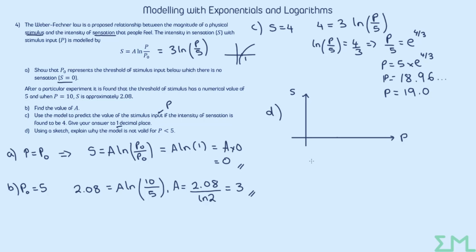So we would have the asymptote coming down from the negative vertical axis, and it would just go along like that, probably less steep than that, but I'm not going to redo it, that's fine. And we go through 5. So here we can see if p is less than 5, s is less than 0, which is not possible.